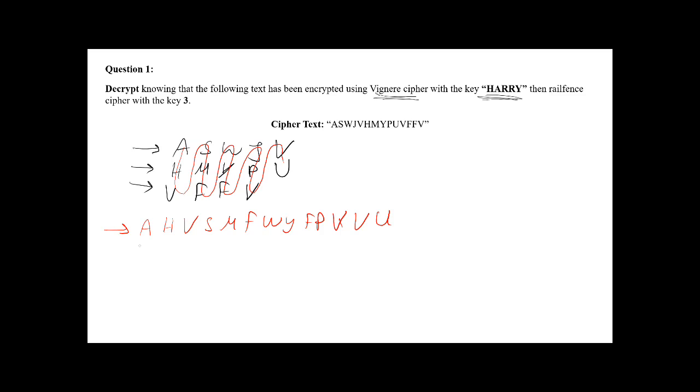Now we have to decrypt this ciphertext using this key and the Vigenere table. So what we do here, we start typing down the key multiple times here, like that. Did I forget something? Let me check. So we have this.